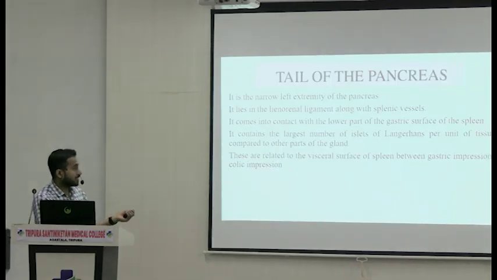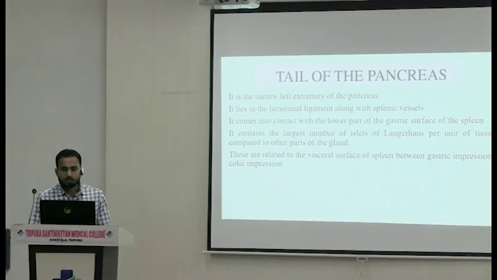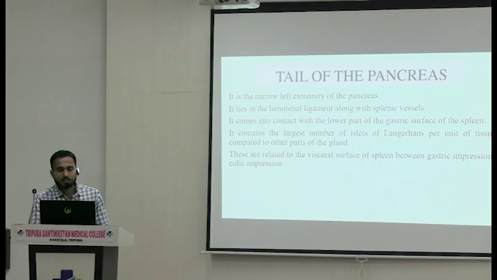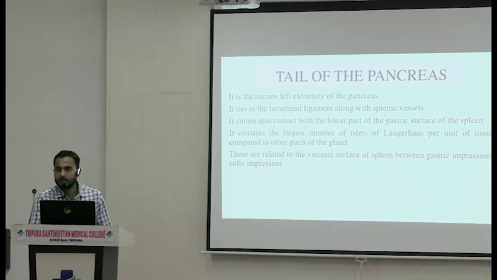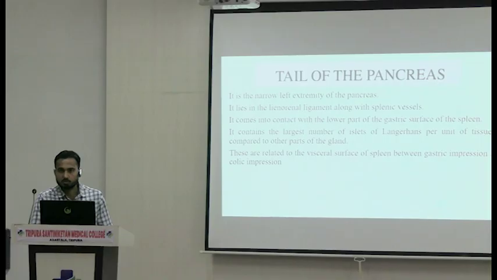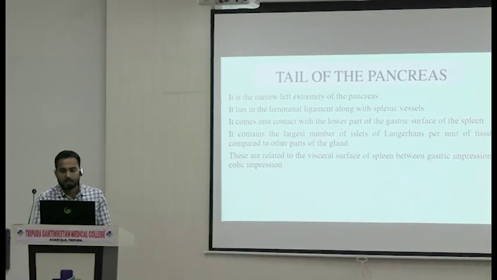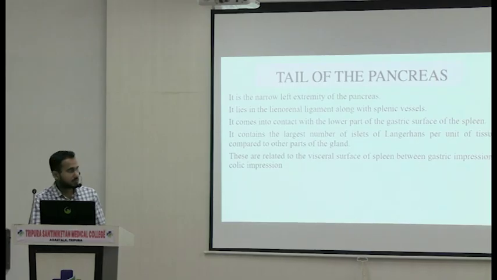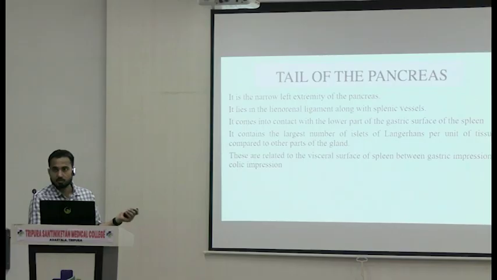Next is the tail of the pancreas. Now, if you see the tail of the pancreas, it is a narrow left extremity of the pancreas. Where is it situated? It is situated inside the lienorenal ligament along with the splenic vessels. Now it comes in contact with the lower part of the gastric surface of the spleen. That means it is extending up to the spleen.